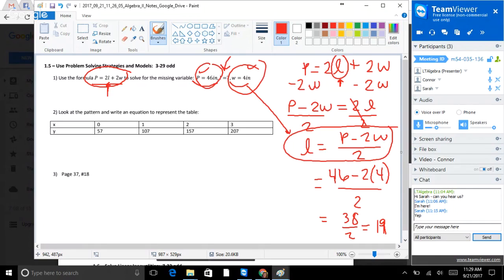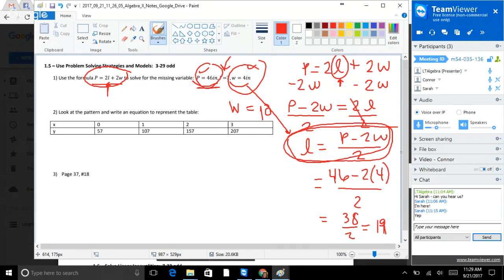So the reason this is helpful is if you're doing a scientific experiment, sometimes you have to do this. I remember doing this several times in science class, and I've talked to other students. Sometimes you'll have to solve formulas for specific variables because you might need to say, okay, well, the perimeter is staying constant at 46, but my width could vary from 4 inches up to 10 inches.